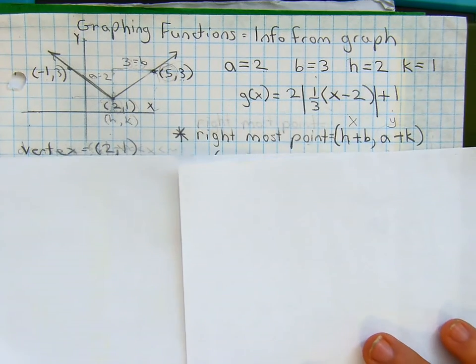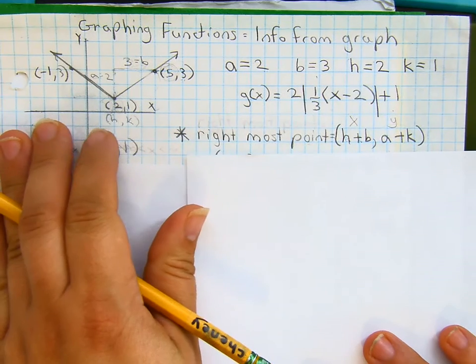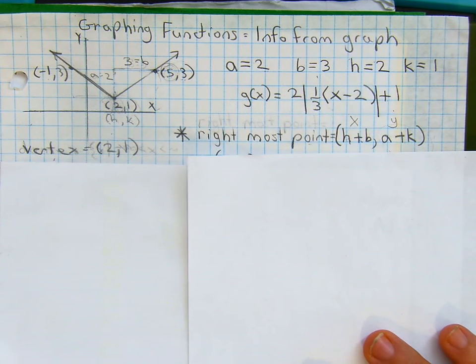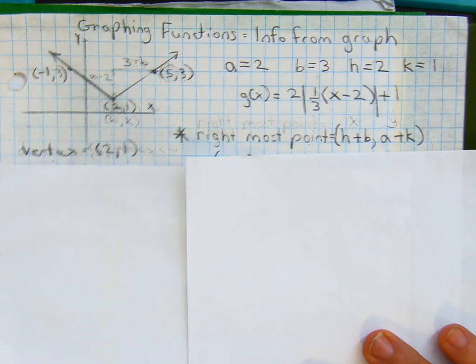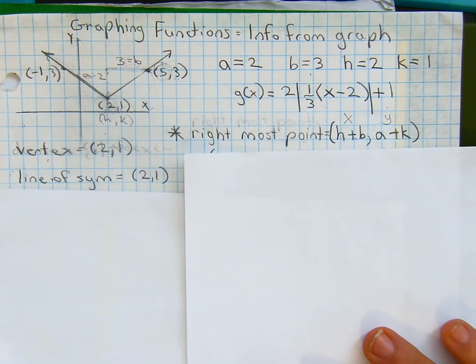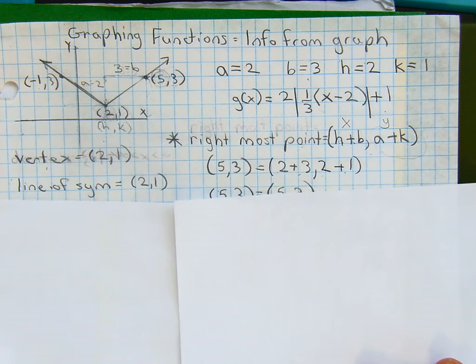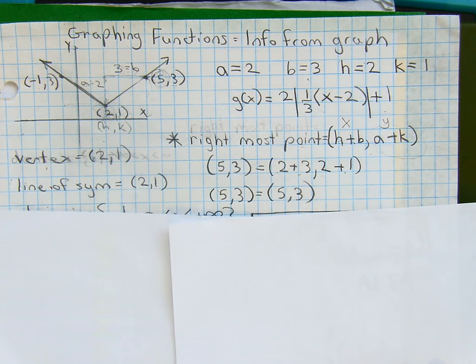Okay, so the vertex, this is all the information that we can get from this graph here. The vertex is at 2, 1, which means my line of symmetry is at x equals 2. And there's the math behind the rightmost point.